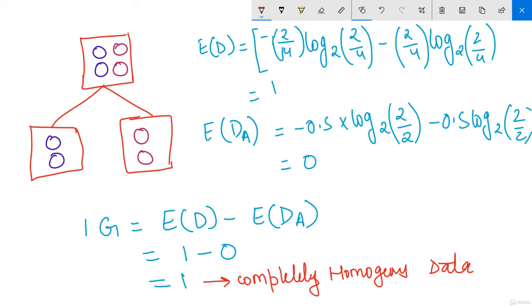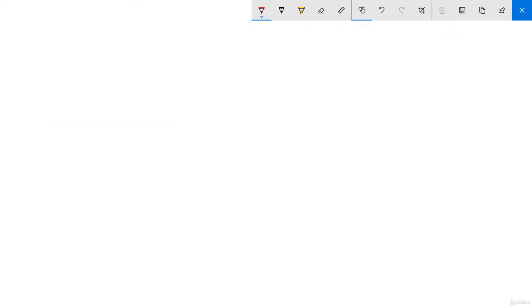It is coming homogeneous, which is a very good information gain in this case. In real life, it is next to impossible. There might be cases which are very close to it, but we cannot say it. There will be a lot of values like this. All right, so I'll just erase this. I hope you are clear up to this.